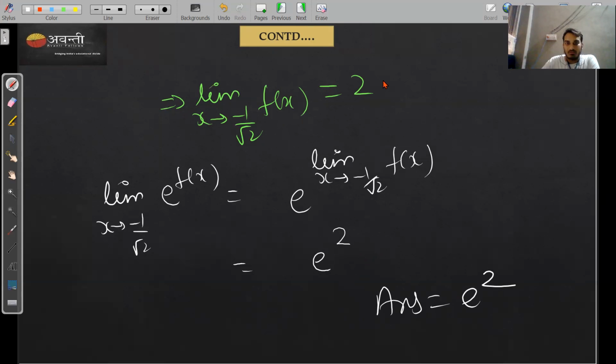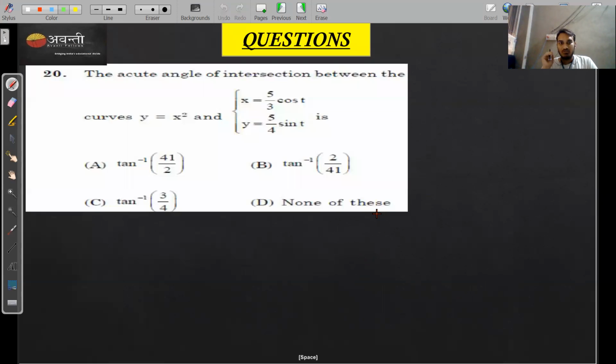So a straightforward question, student. Very straightforward question. The only funda of this question was we should know that my denominator is becoming 0 when I put x equal to minus 1 by root 2, but the limit is given as finite. So the only way it is possible is when the numerator is also approaching 0 when x is minus 1 by root 2. If anybody got that thing correct, it means they have solved the entire question. Okay, so this is clear, right? Easy question, right? Okay, so now let's proceed to the next one.